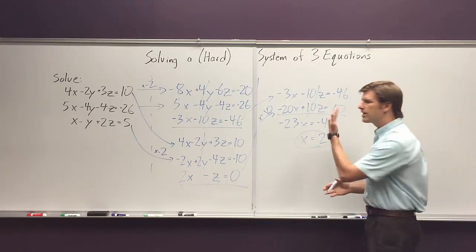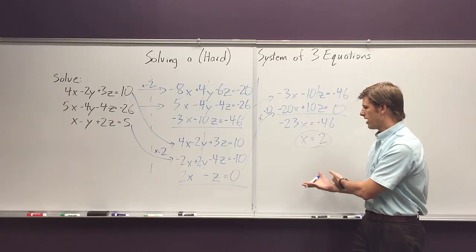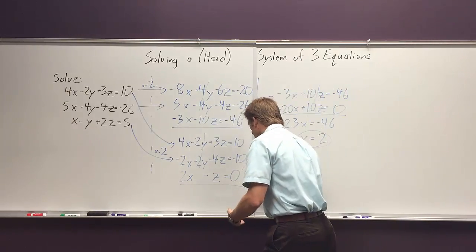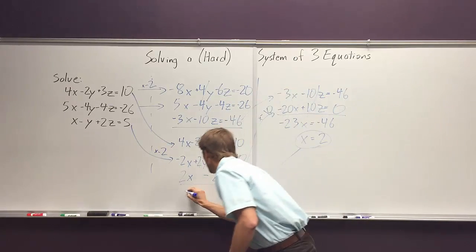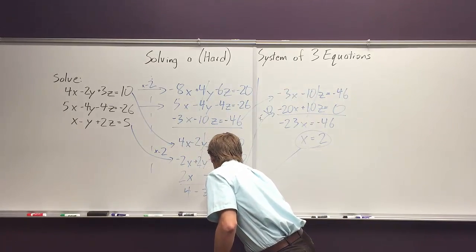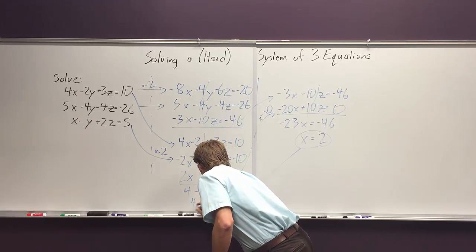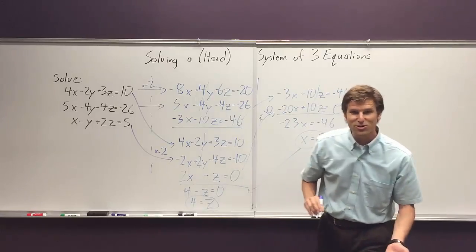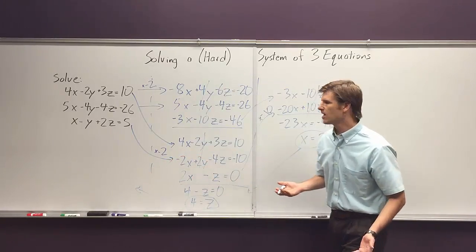Okay, now because I'm organized, I say, well, okay, I've got one value. What do I do with that? I'm going to move it back to the column that just had x's and z's. I'm going to plug in x equals 2. So I get 4 minus z equals 0. So that says z equals 4. Life is good. Now I'm going to move back another column. We call that back substituting.